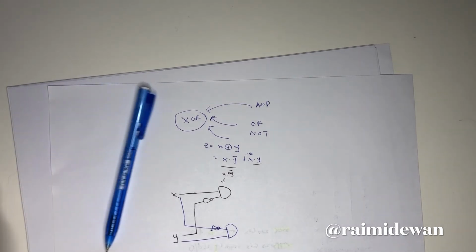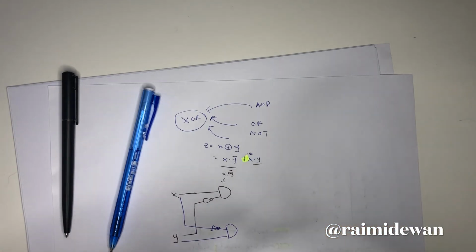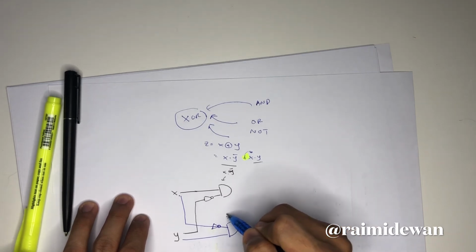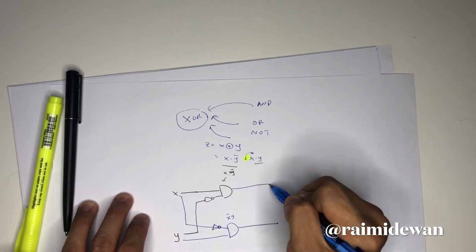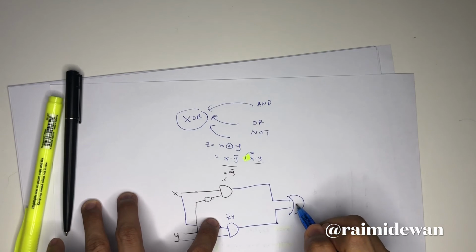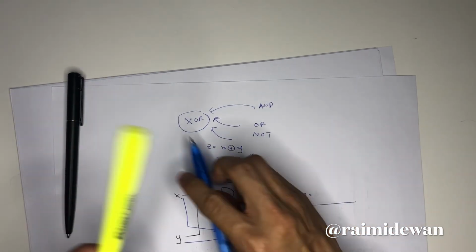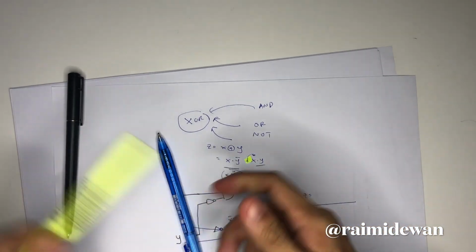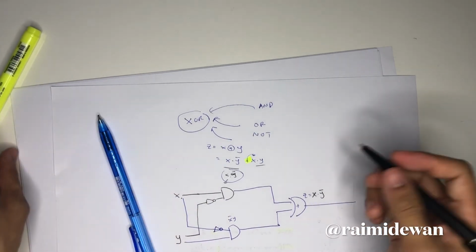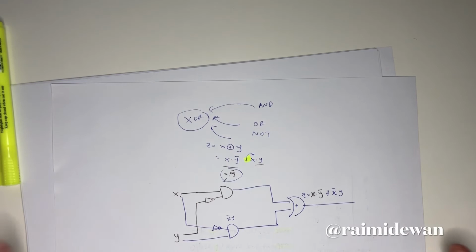And what is the last operation? Then you have your plus here. Plus means it's OR. So this OR actually means addition, right? So here the output is x dot y invert plus x invert y. So simple, right? You can try it yourself at home.